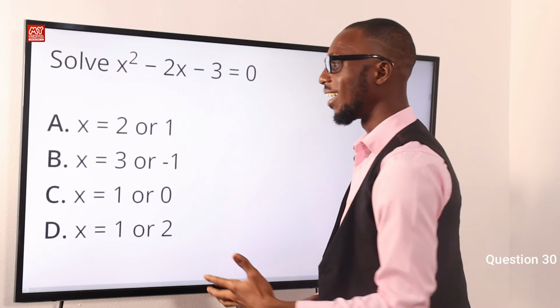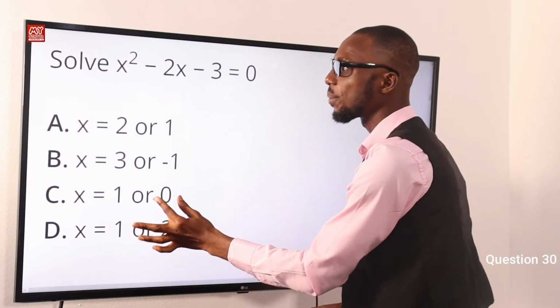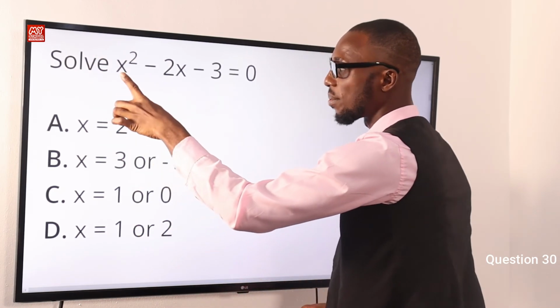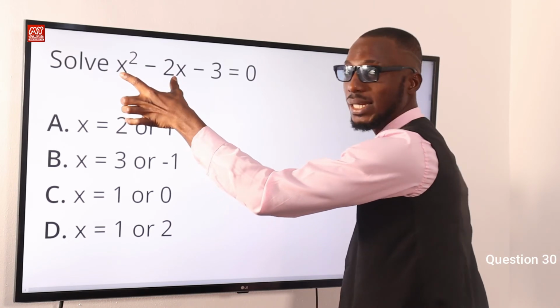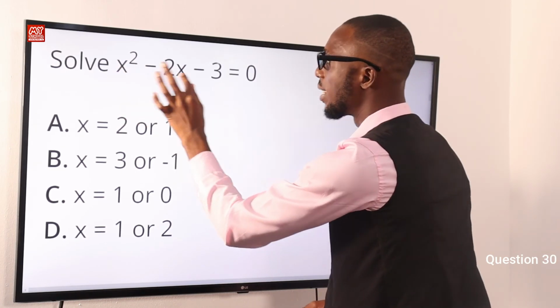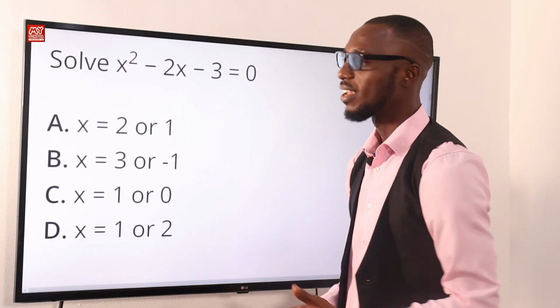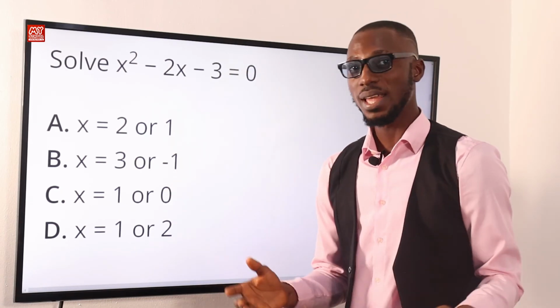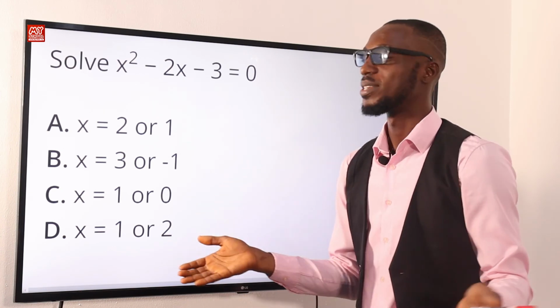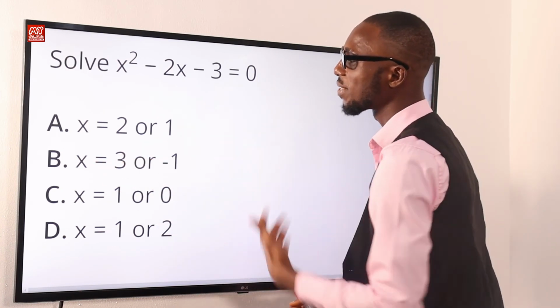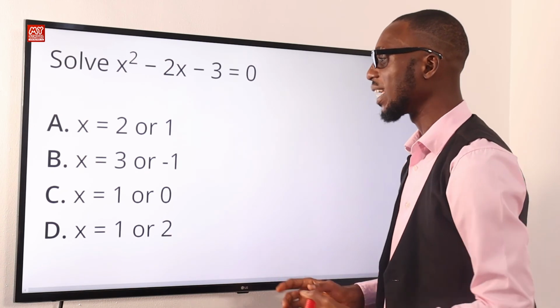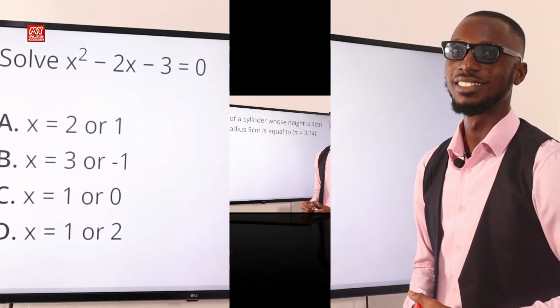Let's try other values. Let's see for 0. 0 raised to power 2 is 0. 0 times 2 is 0. 0 minus 0 is 0. 0 minus 3 is minus 3, not 0. So 0 is not a factor. So we just use that simple step, or you can decide to factorize, whichever one works for you. The correct option here is option B, x equals 3 or minus 1.